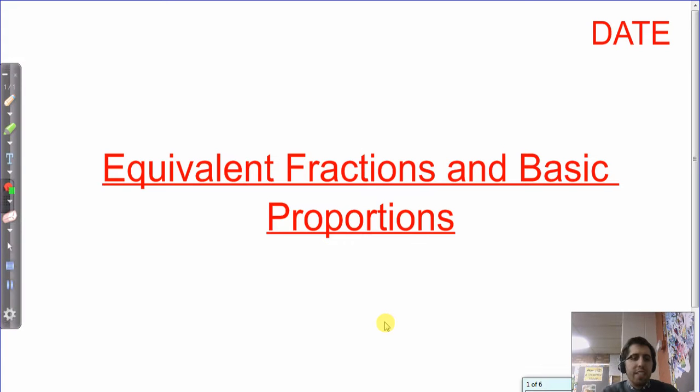Hey there, sixth grade. Today we're talking about equivalent fractions and basic proportions. So we've talked about equivalent fractions probably in your prior classes, and we've talked about them this year, but we want to talk about them again and also use them in some specific word problems that hopefully will make your life a little easier and help you solve some word problems like a champ. So get your title and date, and let's check it out.